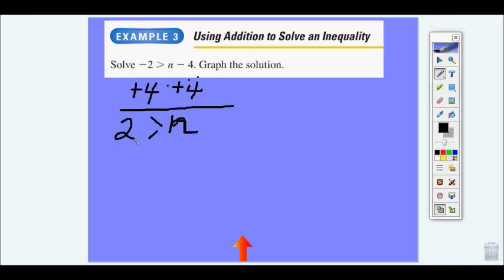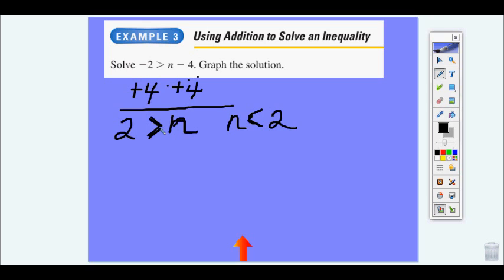Now, I'm going to caution you that this seems like a silly step, but I would go ahead and rewrite the sentence. My n needs to be less than 2. Again, if you have to think about what you learned in grade school about the alligator and the eating, but make sure the symbol is still accurate. It was pointing at the n. It needs to point at the n when you change the order.